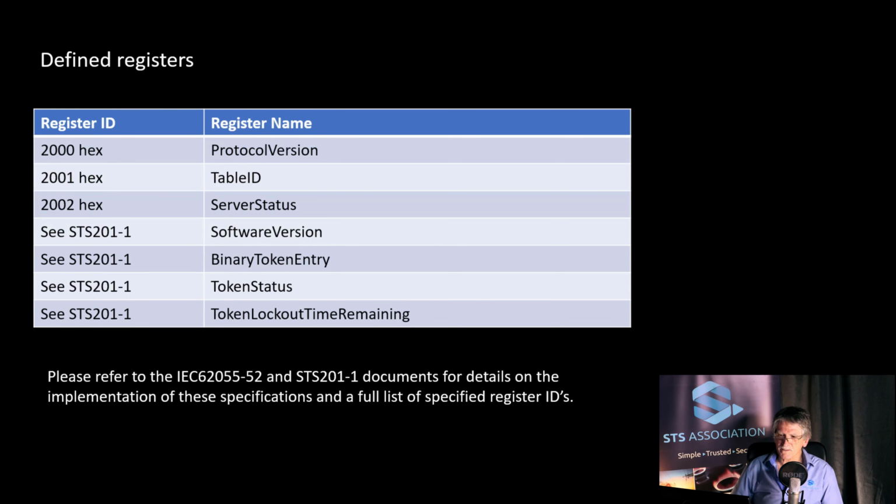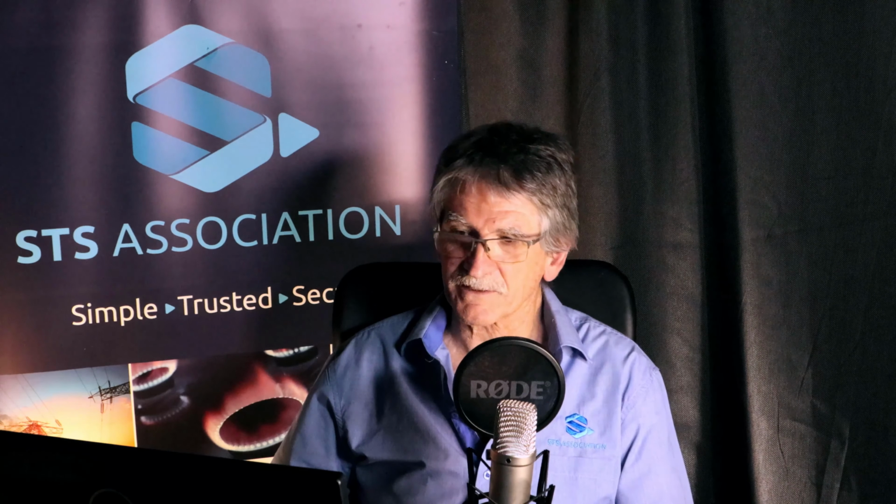The STSA has defined certain registers, and you can see them here. 2000, which is the protocol version, 2001, which is the table ID that you're currently using, 2002 is the server status, and then software version, binary token entry, token status, and token lockout time remaining. You can see STS 201-1 for all of those definitions. But please refer to the 52 and STS 201-1 documents for details on the implementation of the specification and a full list of register IDs.